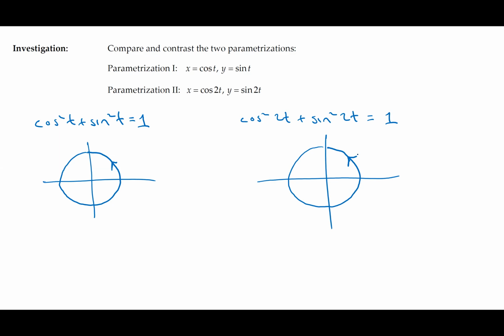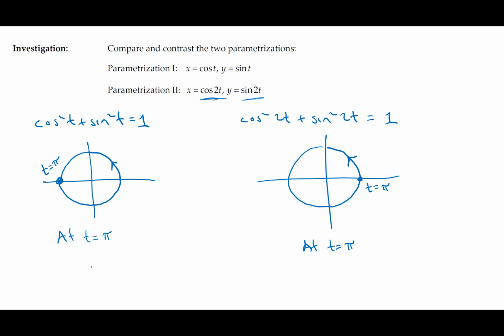Huh. Well, at this one, at t equals pi, where will this particle be for parametrization 1? Oh, it'll be there. There's t equals pi. What about over here? Well, when you plug pi in, you wind up with cosine 2 pi, sine 2 pi. Oh, that's here. Interesting.